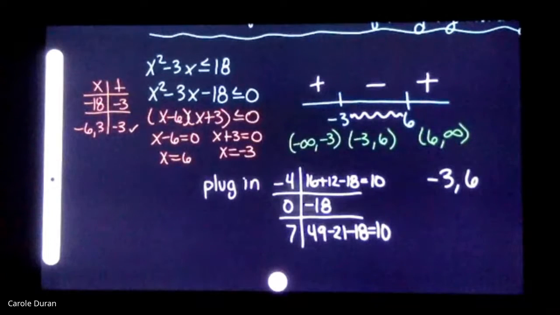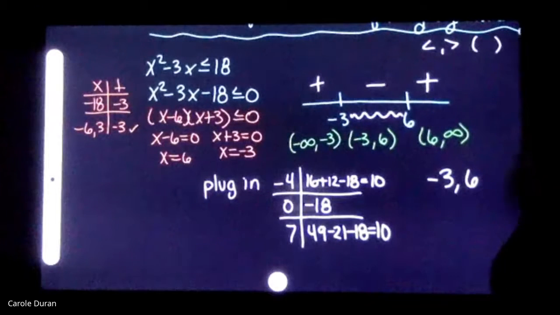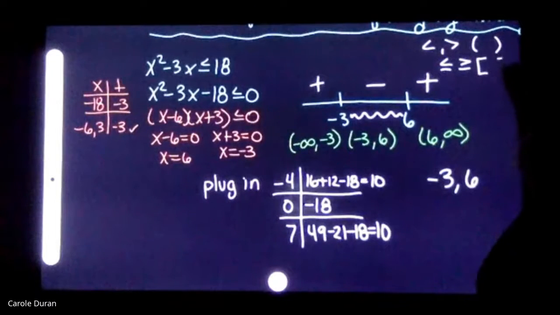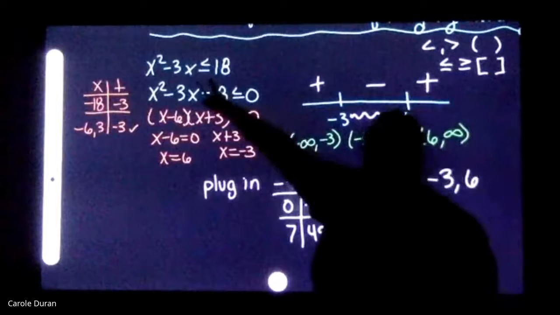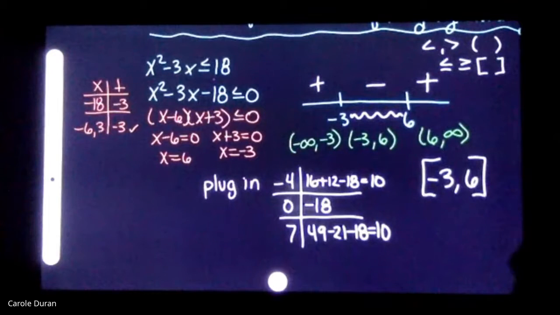The last thing I have to do is decide if I'm going to have parentheses on these or hard brackets. And this is based off of the inequality sign. So if it is a single inequality, I'm going to use parentheses. If it is a double inequality, I'm going to use these square brackets. Ours here is a double inequality, so I'm going to be putting the hard or square brackets on both of those endpoints. So my solution interval is from -3 to 6, including -3 and 6.